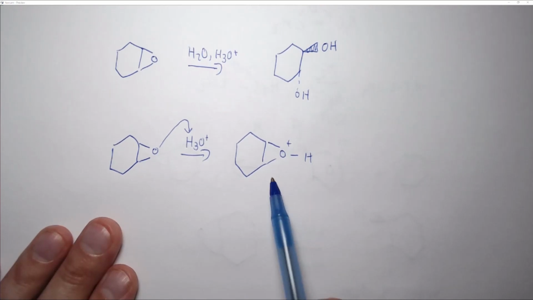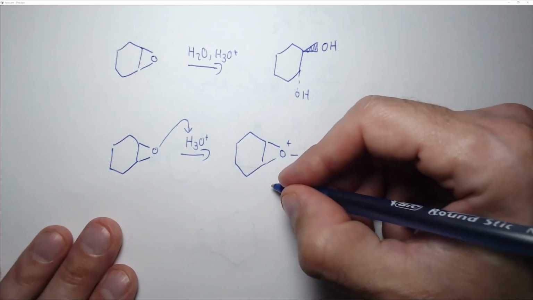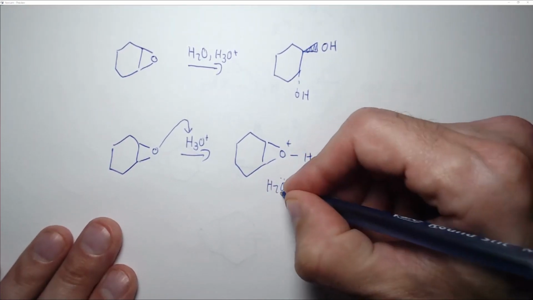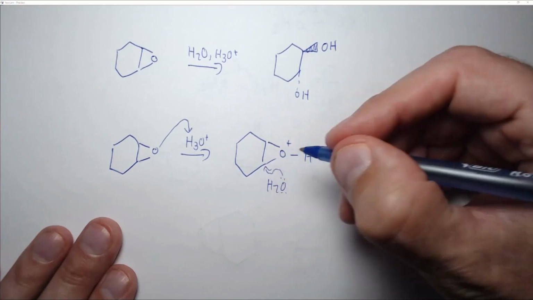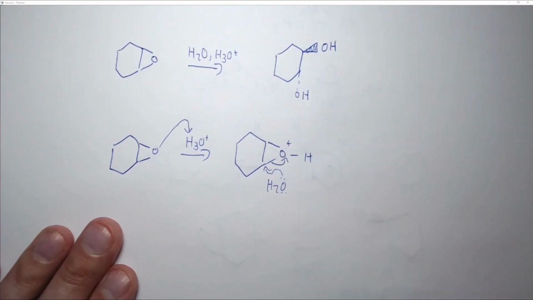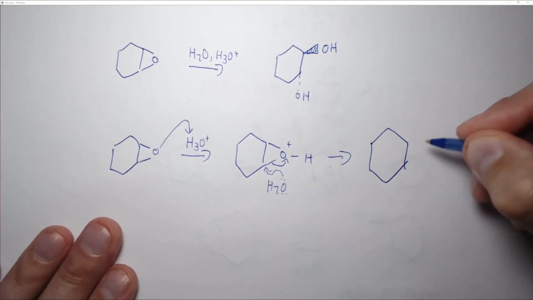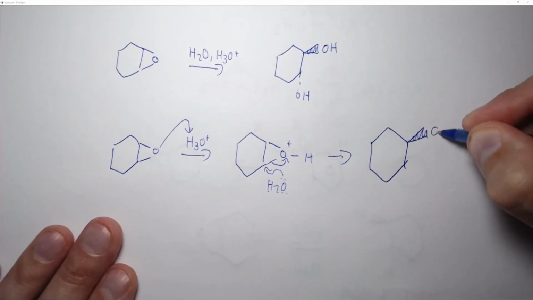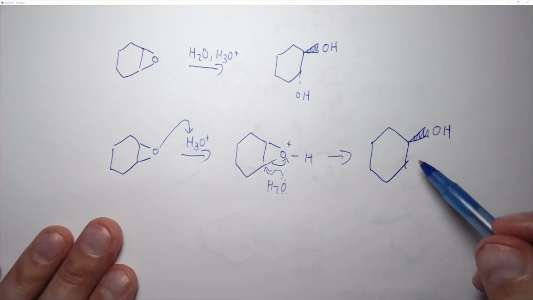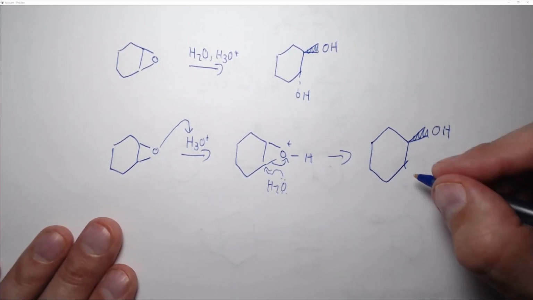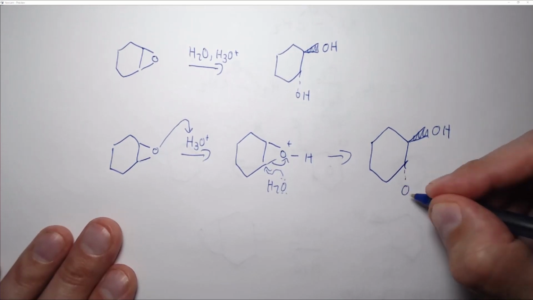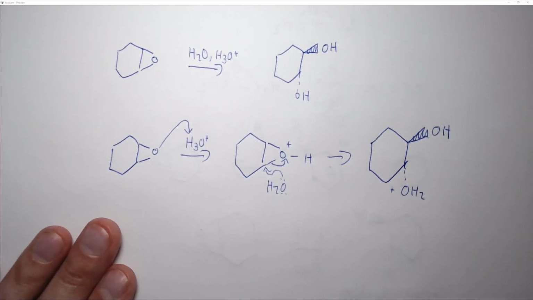Now, something has to come in and kick this bond out. In this case, what's going to come in and kick this bond out is water. So water comes in here and kicks this out, just like a substitution reaction going on here. And what we end up with is the ring with the OH here. Because this is a backside attack, you end up with this on the opposite side, and you end up with the trans molecule. You end up with OH2 plus here.